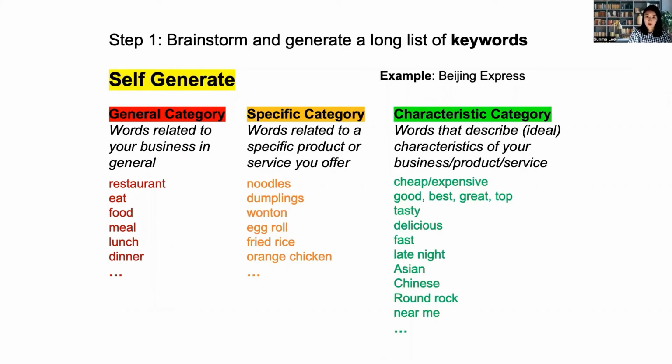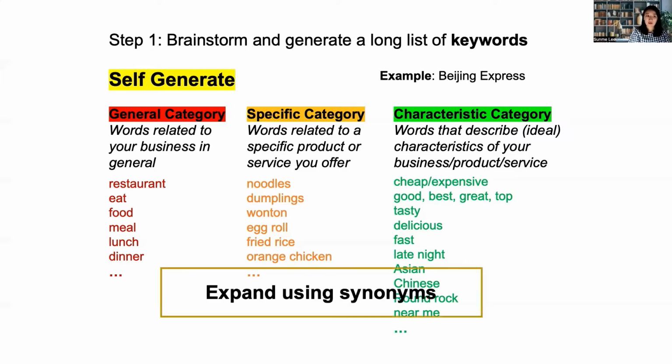The most important one is something called the characteristic category. Those will be the words that describe the characteristics of your business or the product or services. Other times, those will be desired characteristics. For example, if it is a high-end restaurant, maybe you can use keywords like luxury or expensive. In that case, expensive actually means that you're high-end. And if you're targeting late night delivery or just delivery food, then late night or delivery is also a good word that describes your business.